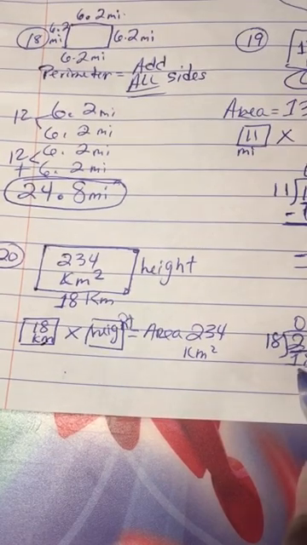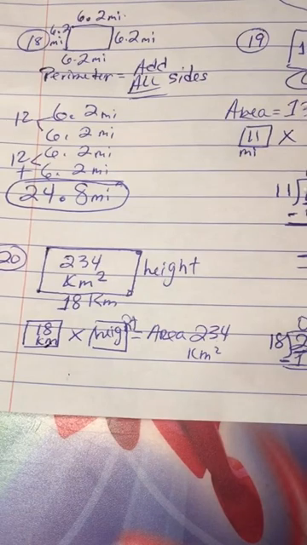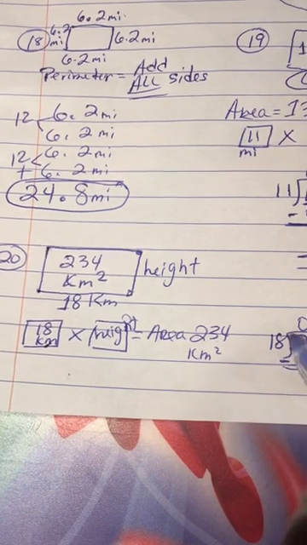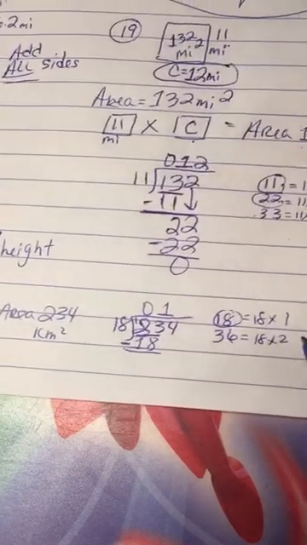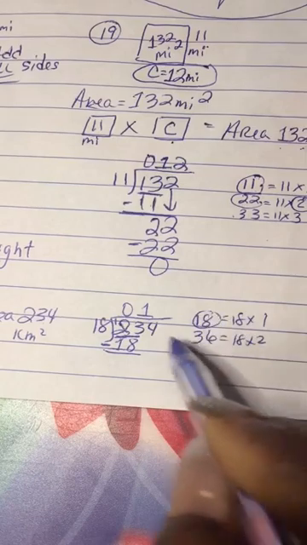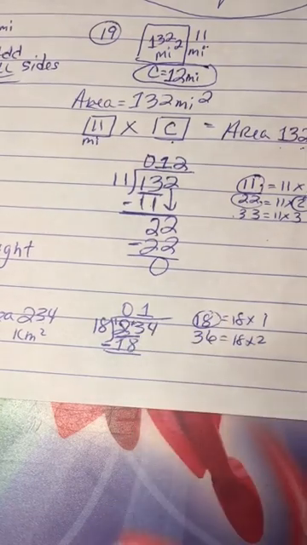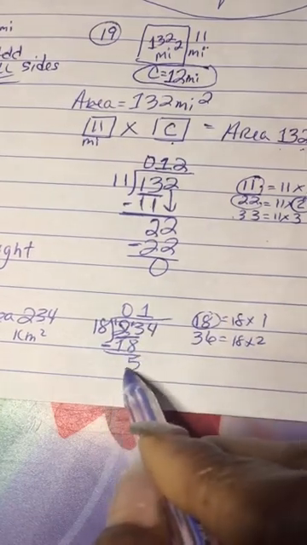So 1 times 18 is 18. You subtract. I have 3. You want 8 from me. I can't give that to you. I'll go next door, borrow 1, put my 1 here. So that's 8, 9, 10, 11, 12, 13. That's 5.